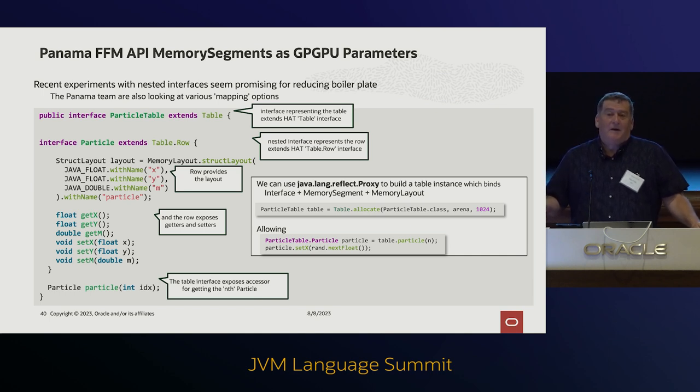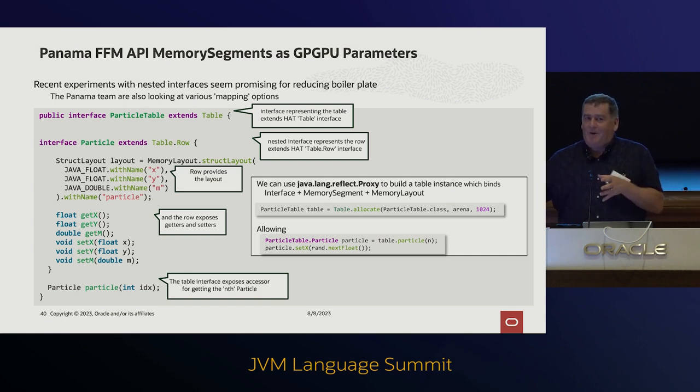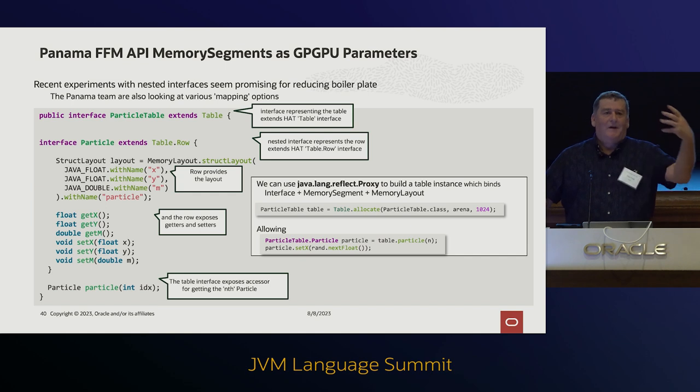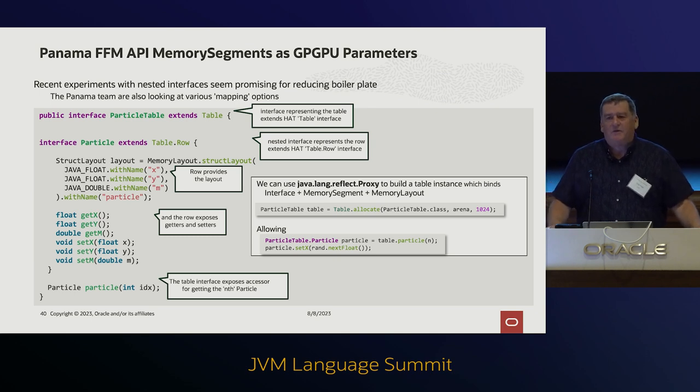This is really nice because my GPU code can use exactly my Java code, and the GPU can use exactly the same description as my Java setup code, and I've hidden the var handles. The var handle would mean nothing to a GPU, so we'd have to find some other representation to get across to it. And so if you look in the code, here we're saying, now I can just allocate a table of particles of 1,024. In this particular case, I can ask it for the nth particle out, and I can get and set on that particular particle. There are other ways of wrapping, and I know that the Panama team are looking at other ways of wrapping. I'm using proxy. I think another way of doing it is spinning up the methods themselves as method handles and hiding all of this from the user. But I think a layer is needed.